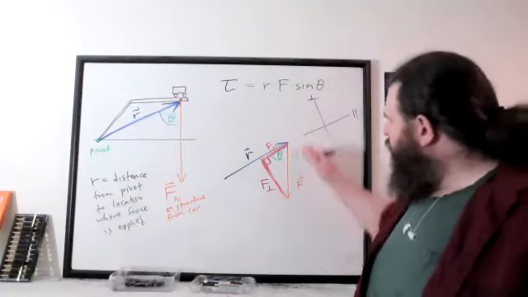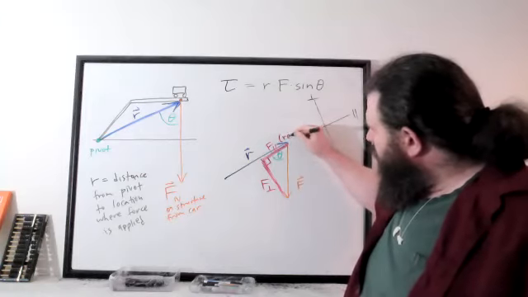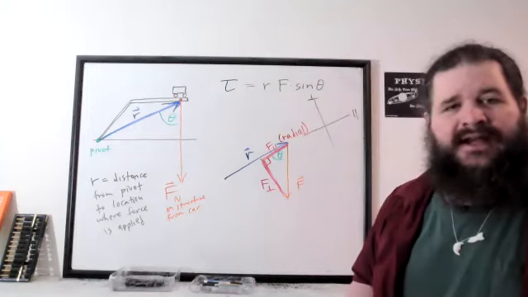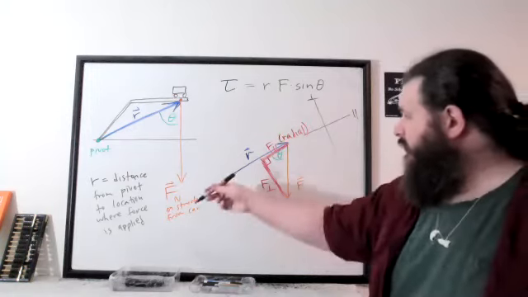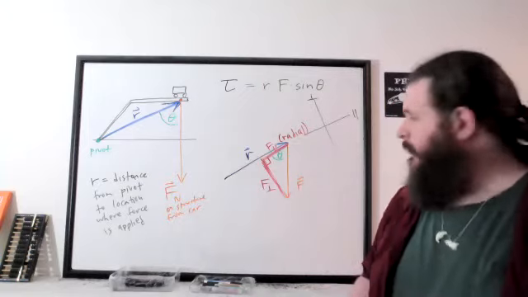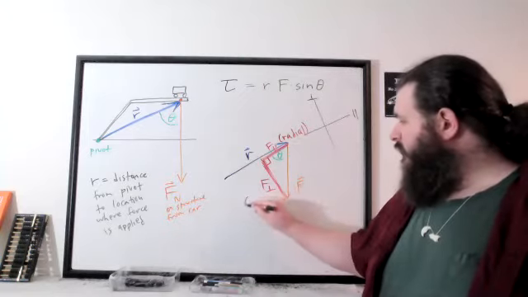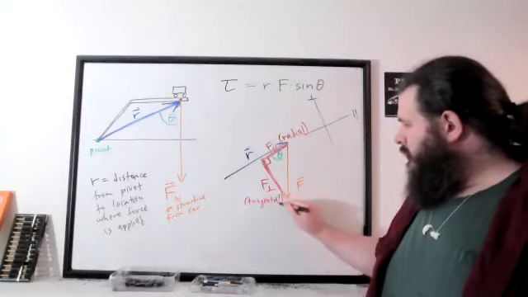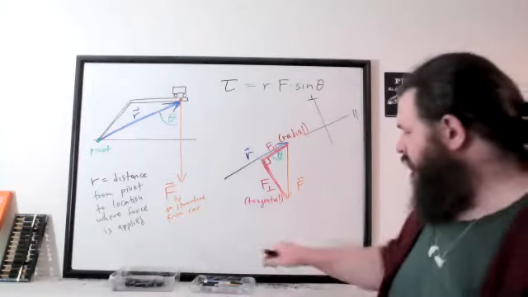The parallel component is also sometimes called the radial component. Radial in the sense that it's in the direction of the radius, or sometimes exactly opposite to the direction of the radius, as is the case here, but parallel to the radius. And then the perpendicular component is also sometimes called the tangential component. Tangential as in tangent line to a circle.